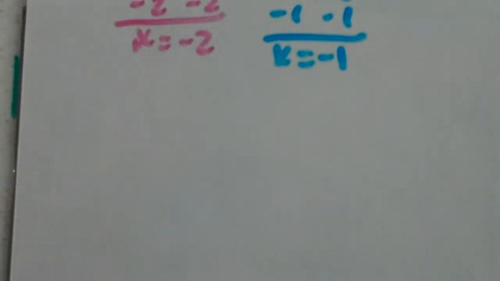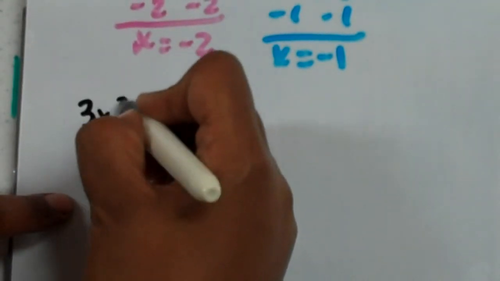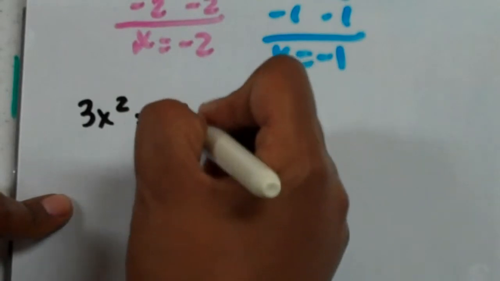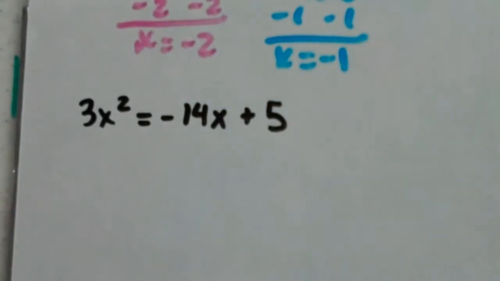So let's say we have something like 3x squared equals negative 14x plus 5. Now, there's no 0 in this equation. However, we can move the terms so that one side of the equation is equal to 0 and all the other terms on the other side.